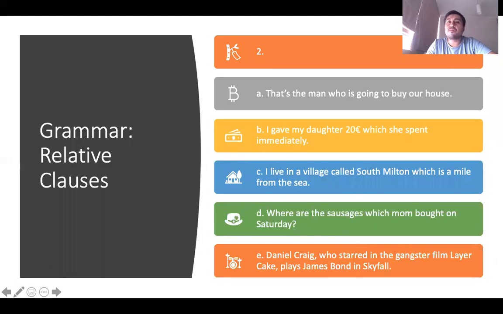Okay, now the second activity is to join the pairs of sentences in A to E using who or which, and that will be the result. That's the man who's going to buy our house. B, I gave my daughter 20 euro, which she spent immediately. I live in a village called South Milton, which is a mile from the sea. Where are the sausages which Mom bought on Saturday? Daniel Craig, who starred in the gangster film Layer Cake, plays James Bond in Skyfall.